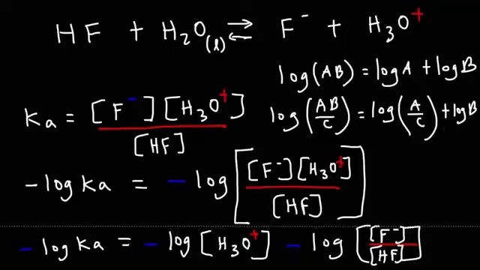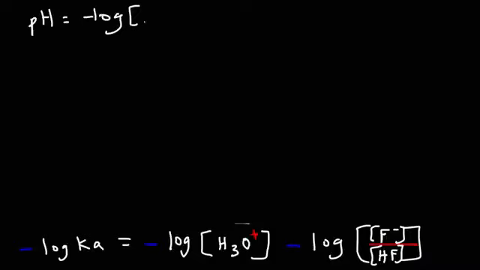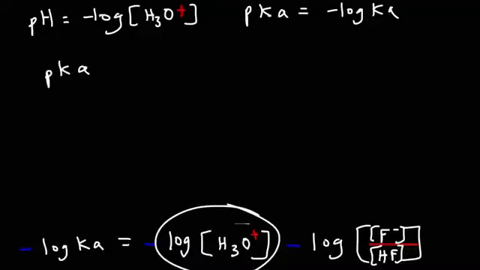Now let's go ahead and delete some of the stuff that we have here to make some extra space. Now some formulas that you need to be familiar with are these two. You know that the pH is equal to the negative log of H3O plus. You've seen that many times before at this point. Also, you know that the pKa is negative log Ka. So we can replace this with the pKa. We can replace this with pH.